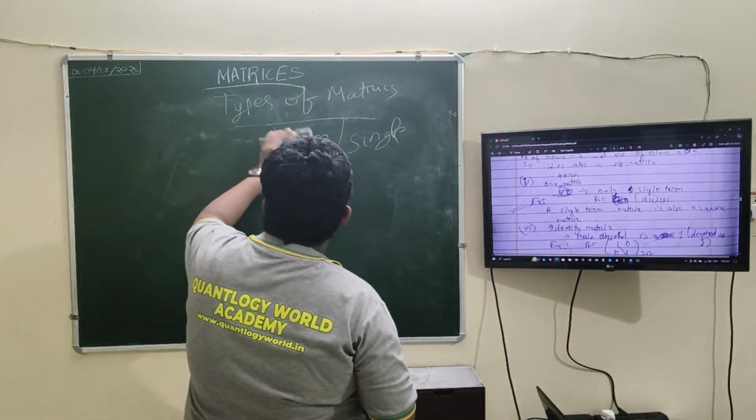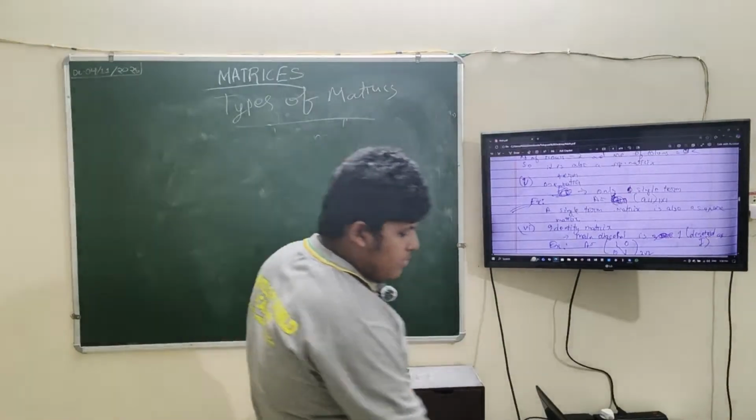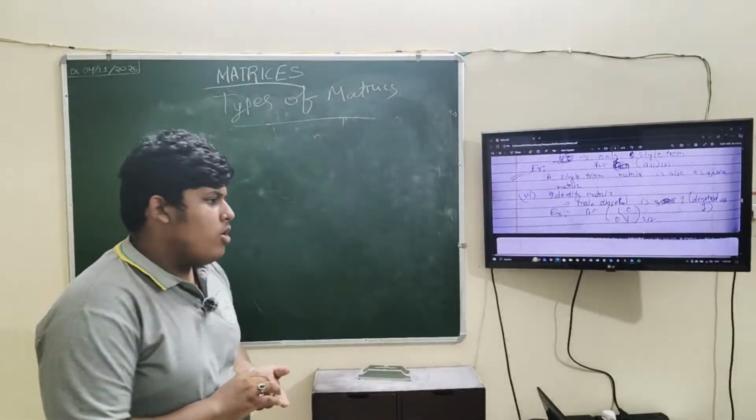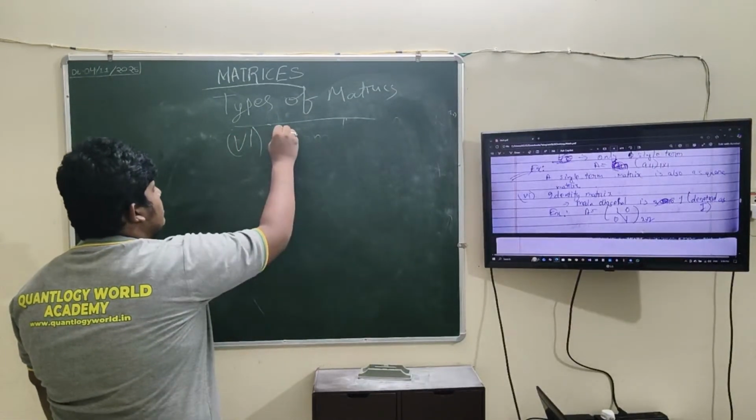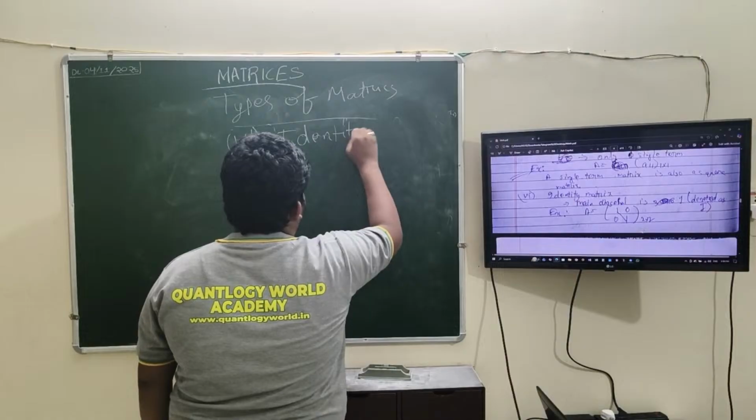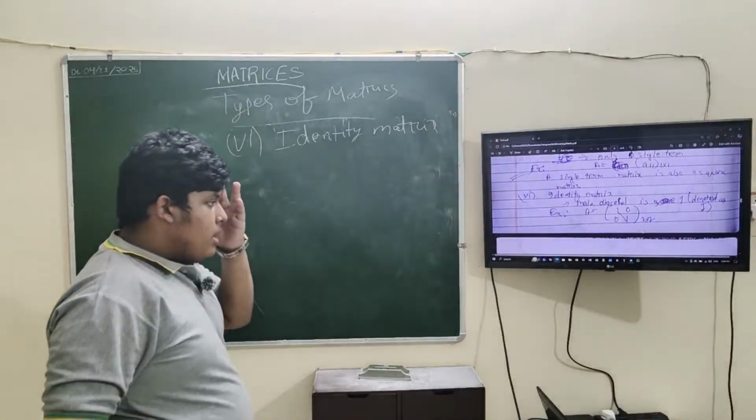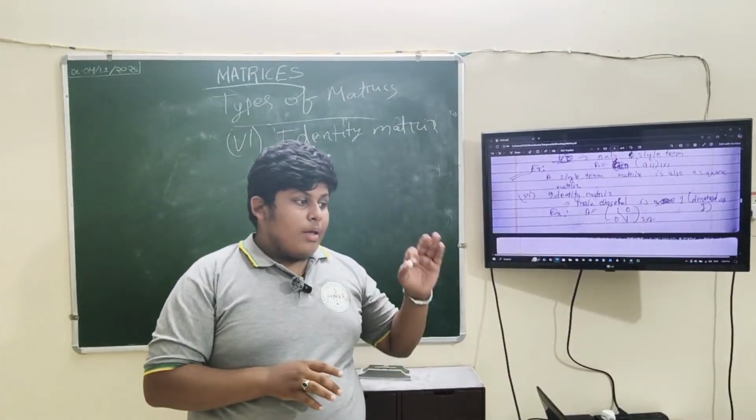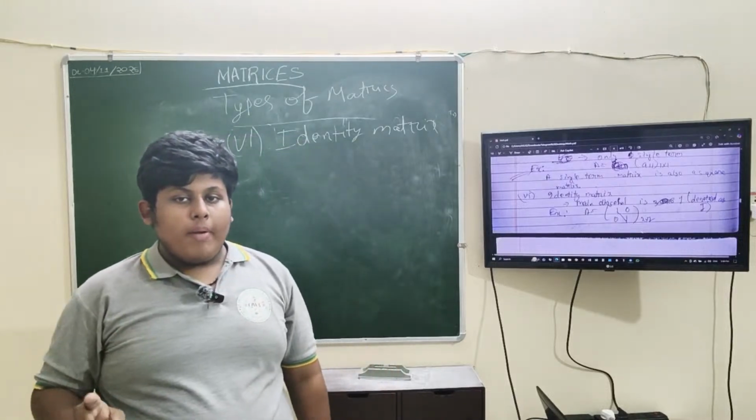Then next, move to another type of matrix. Next is the identity matrix, a very important topic. This is the 6th type of matrix, which is the identity matrix. An identity matrix represents that the main diagonal of the matrix will be 1. All the elements in the main diagonal of the matrix will be 1.